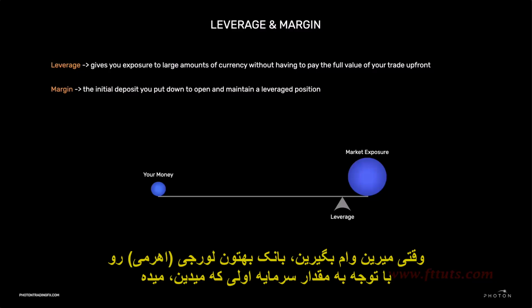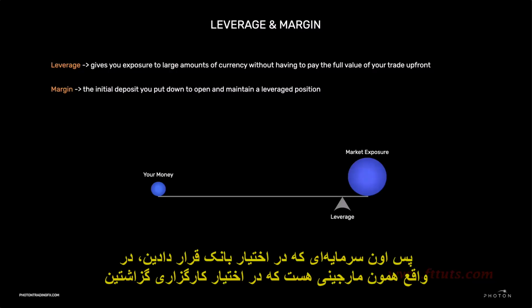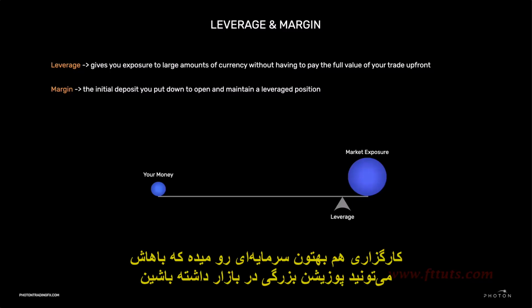When you go and get a mortgage, that's the bank giving you leverage depending on the amount of money that you initially give them. So that deposit that you would give to the bank is essentially the same as the margin that you put up with your broker, and they give you the rest of the capital so that you can then essentially control a large position size in the market.